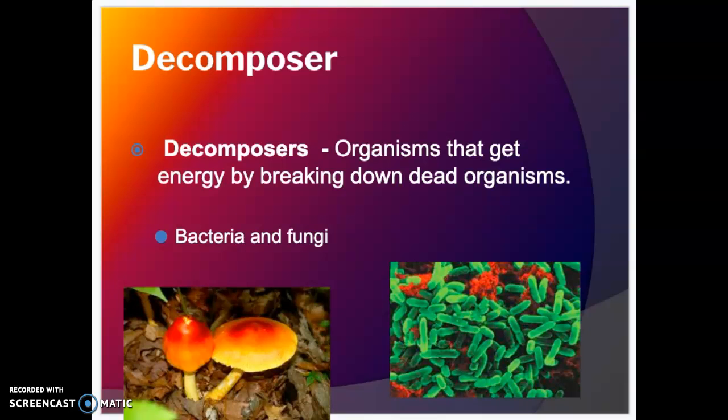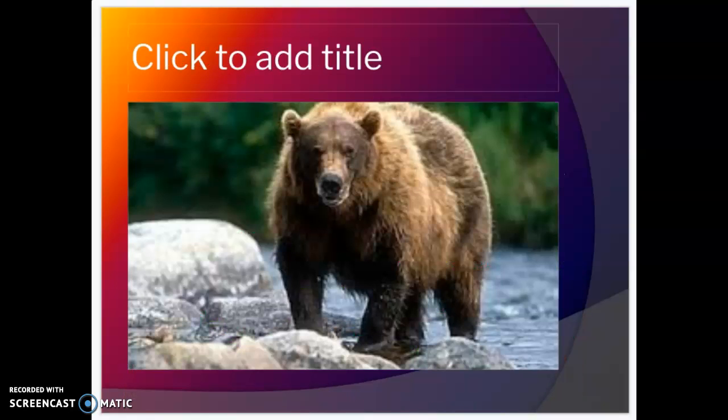Some examples of these are bacteria and fungi, right? So when things die, the bacteria in their gut starts to eat them away. This is breaking down dead organisms, and these are decomposing, right? So they decompose dead things, dead organisms. Okay, so let's go through some pictures here and see if we can tell what type of organism they are. So here we can see that we have a consumer, right? We have a bear.